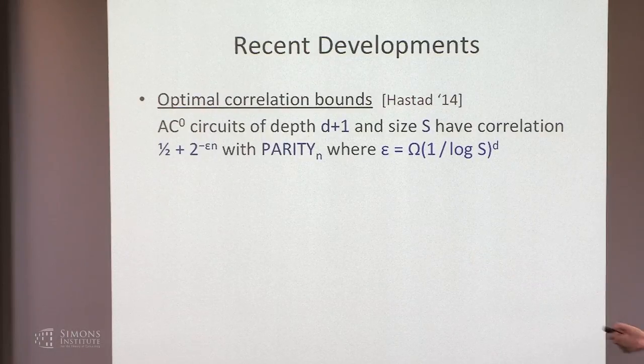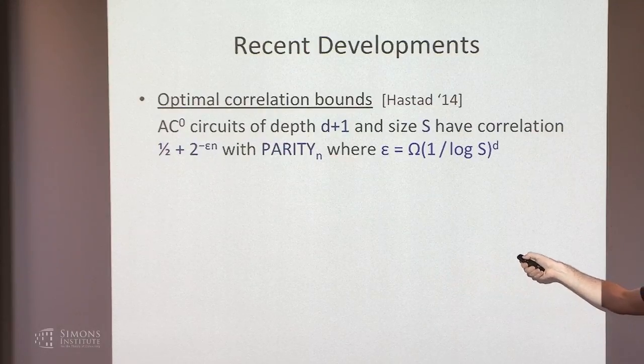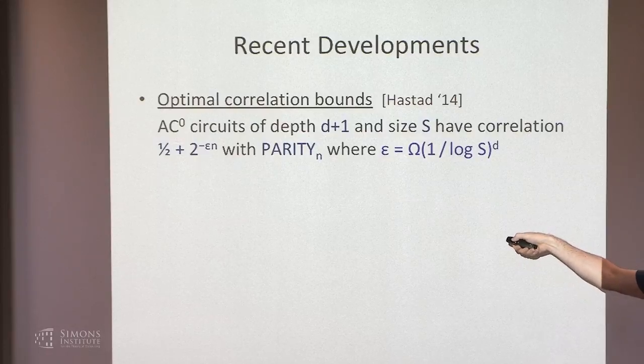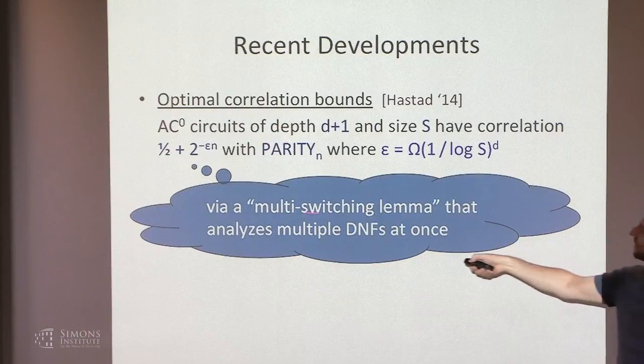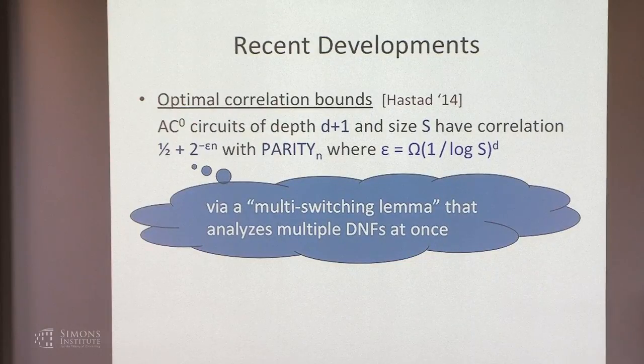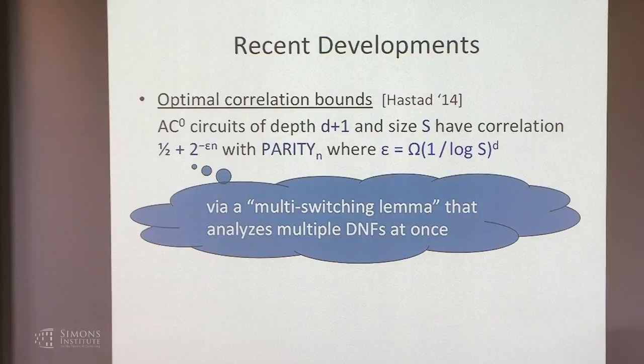If you just apply the switching lemma, you get something which is much weaker here. So the optimal correlation bounds look like this. The precise statement doesn't matter exactly. What I want to mention is that the proof of this is via a different kind of switching lemma, which is looking at multiple DNFs at once. I'll call this a multi-switching lemma.